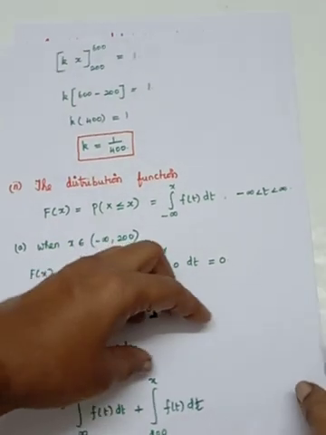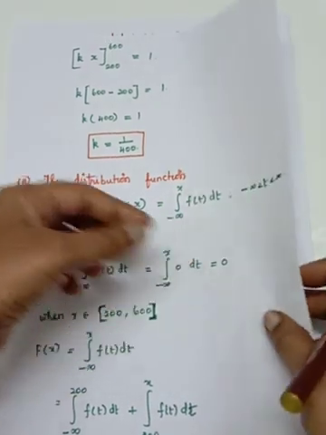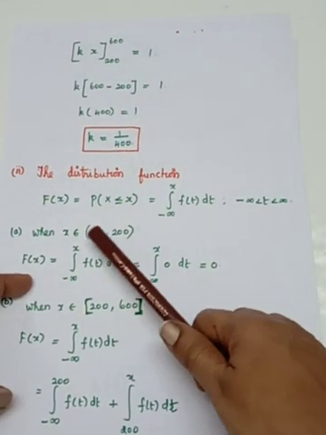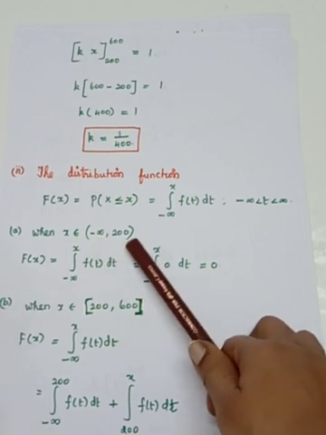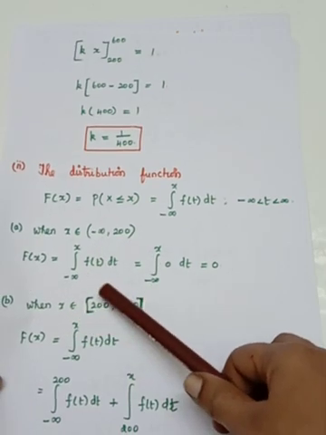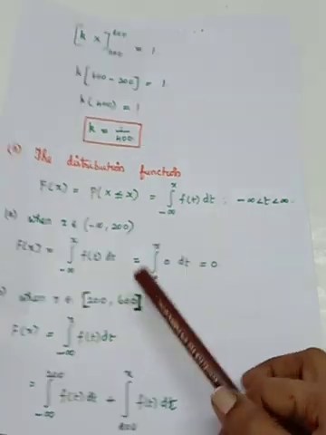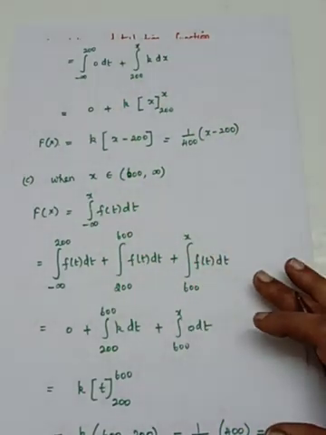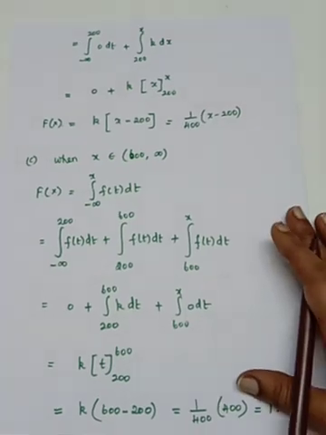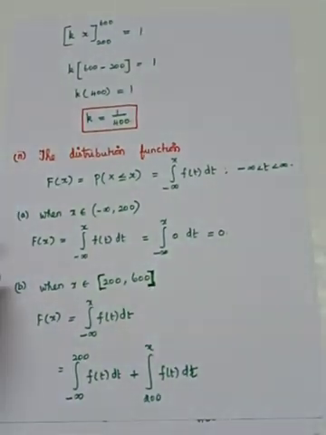So we are going to find capital F of x using 3 cases. One is x belongs to minus infinity to 200. Next, x belongs to the closed interval 200 to 600. Third case, when x belongs to 600 to infinity. Okay, you see now, first case.